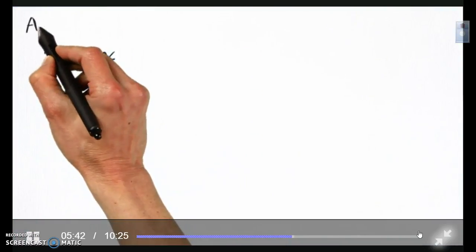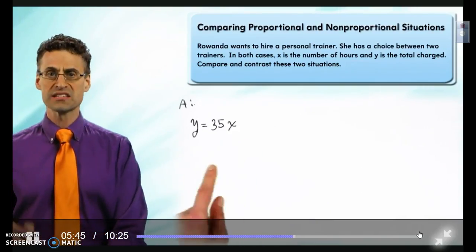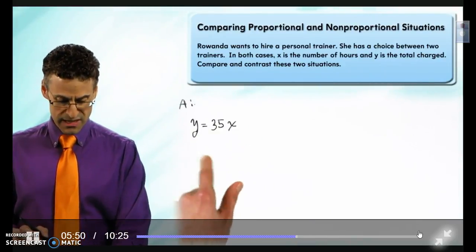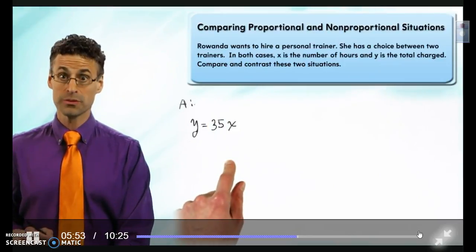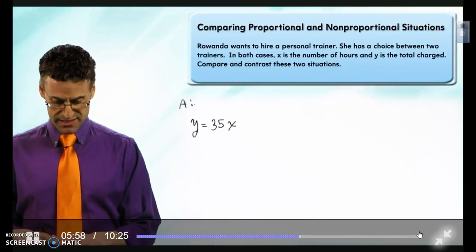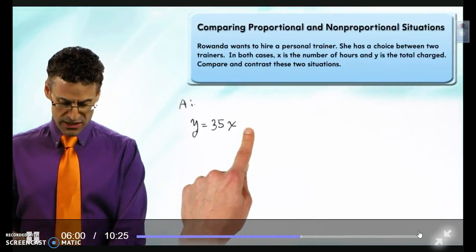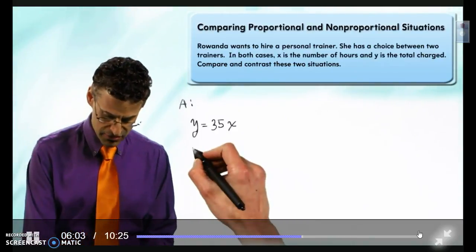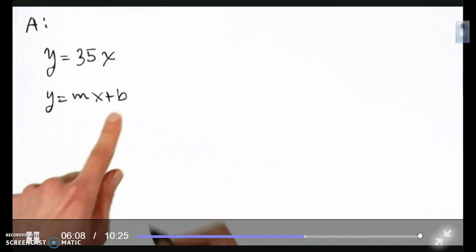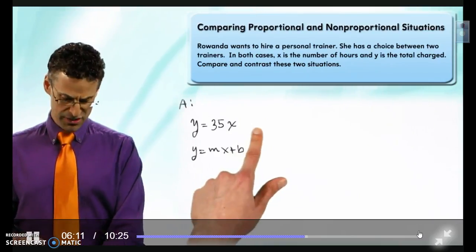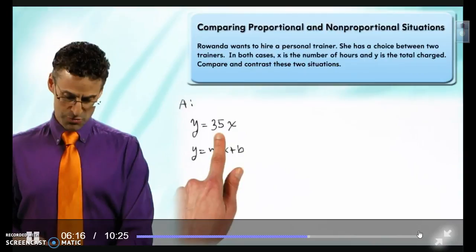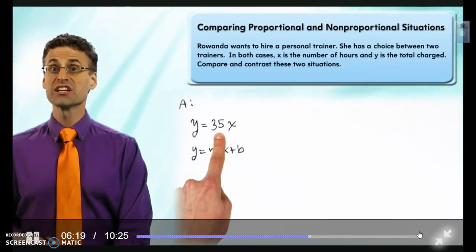And this is A. So trainer A, all we're given is this. Now remember, X represents the number of hours, and Y is the cost. So this we see is, in fact, a proportional relationship. It's of the form Y equals mx plus b, where b is 0. And so what I see here is that there's no initial fee. Because remember, the equation for a line is Y equals mx plus b, where b is the value when x equals 0. Well, when x equals 0, there's no fee. So there's no initial fee, but this represents the constant rate, or the slope, which we see is 35. That means it's $35 an hour.